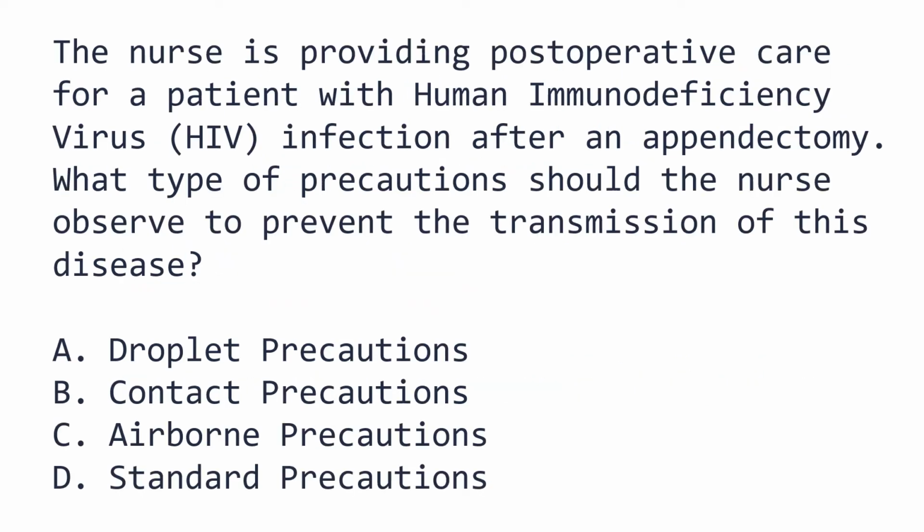The nurse is providing post-operative care for a patient with human immunodeficiency virus infection after an appendectomy. What type of precautions should the nurse observe to prevent the transmission of this disease? A. Droplet precautions. B. Contact precautions. C. Airborne precautions. D. Standard precautions.